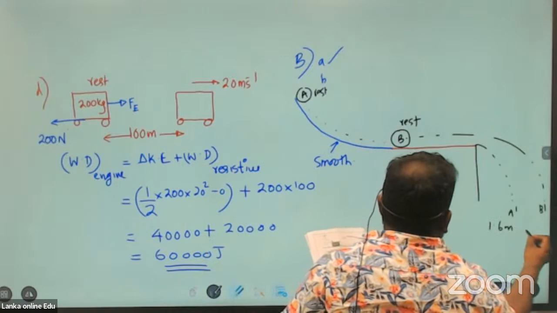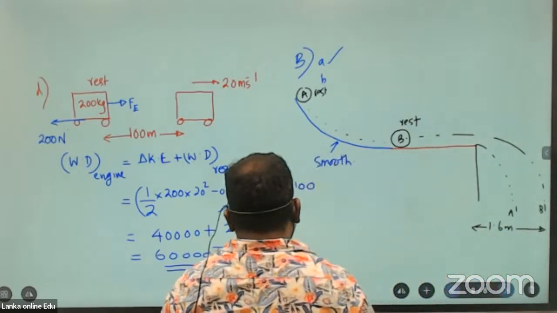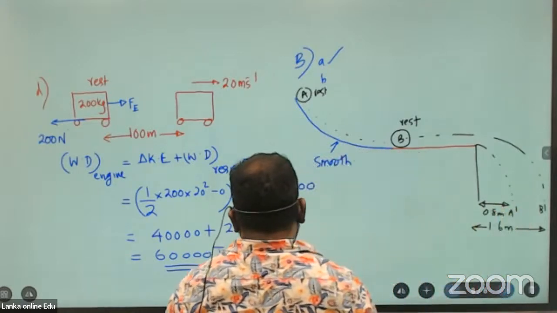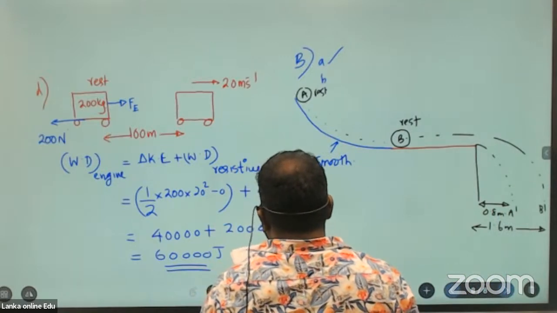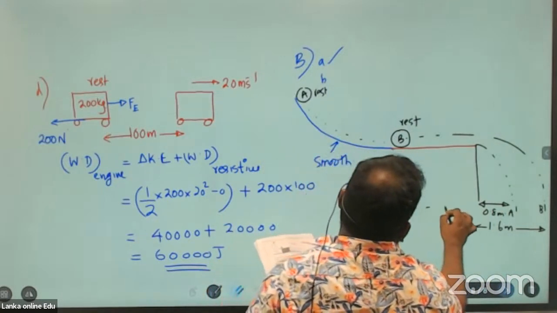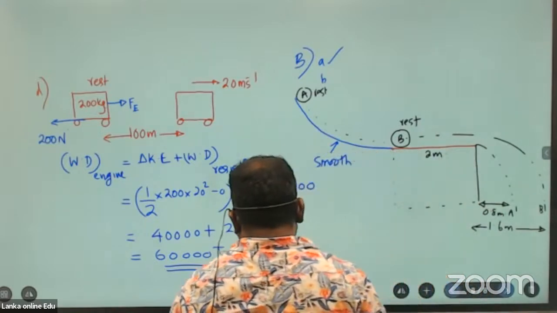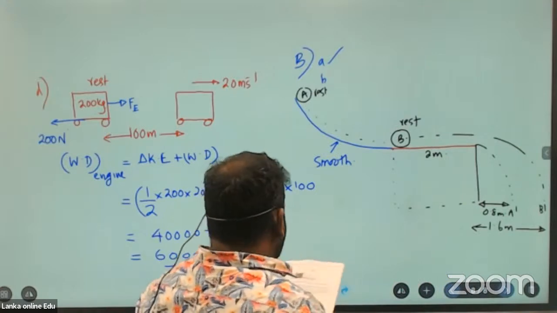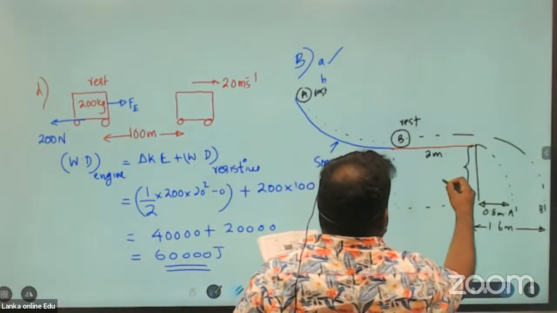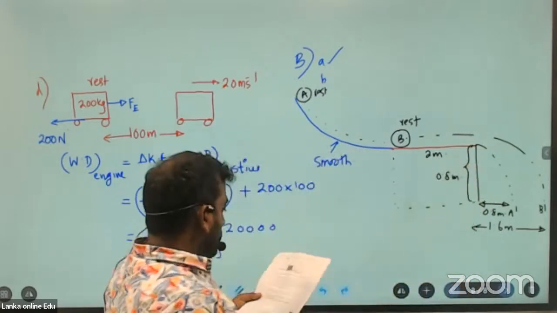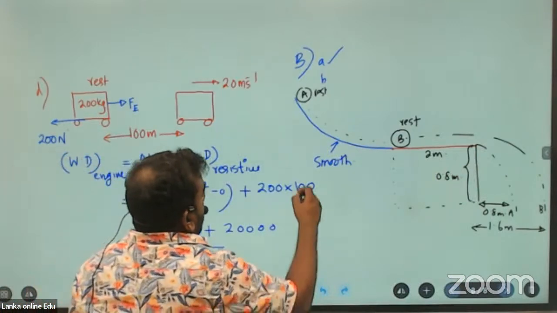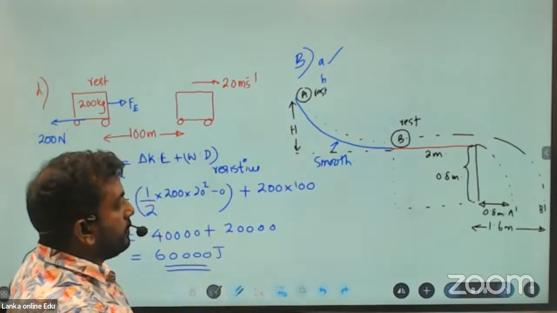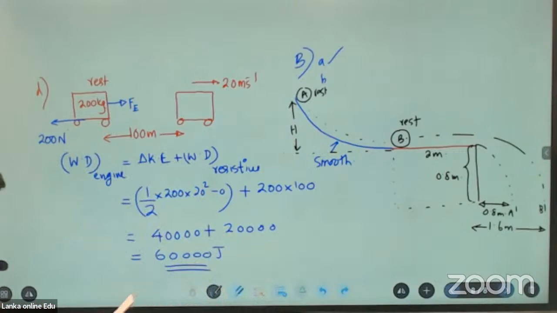This is 1.6 meters where B dash is falling. This is 0.8 meters where A dash is falling. Here you have a distance of 2 meters to travel. And here the height is 0.8 meters. This height we don't know. Now look.